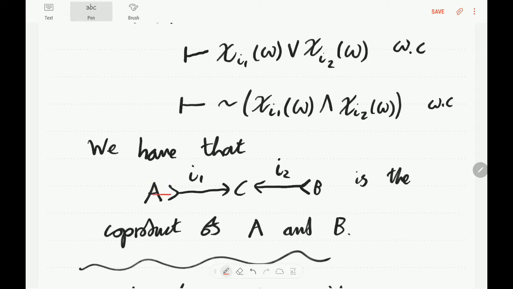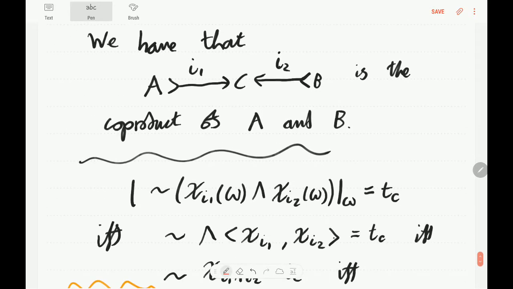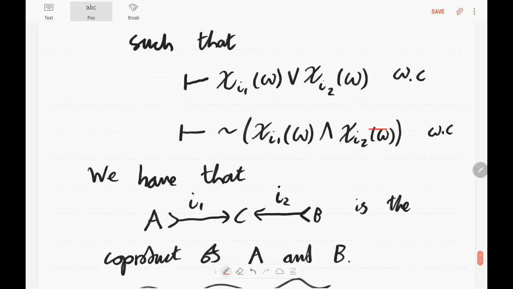We have then that the domains of these monics I1 and I2 form the coproduct of A and B, with these I1 and I2 as the injections. So firstly, let's interpret this second condition here because it has an interesting sort of interpretation.